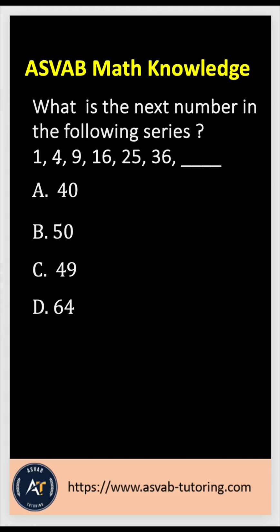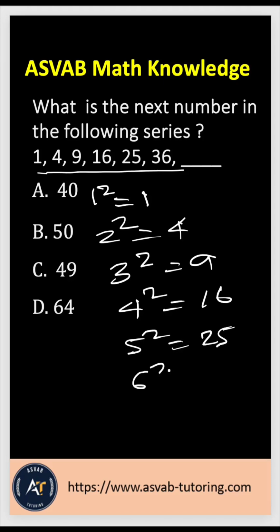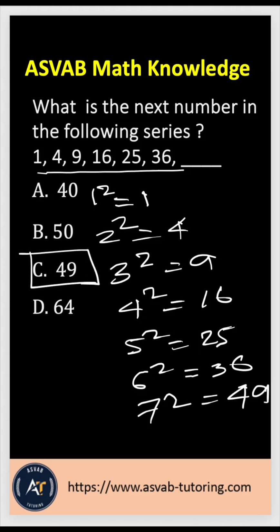Say like, I subtract 4 minus 1 is 3, but 9 minus 4 is 5. So that doesn't make sense. But if you look at this problem closely, you see all these numbers are perfect square numbers. That means a number multiplied by itself. So 1 squared equals 1, 2 squared equals 4, 3 squared equals 9, 4 squared equals 16, 5 squared equals 25, 6 squared equals 36, 7 squared equals 49. So the correct answer is option C.